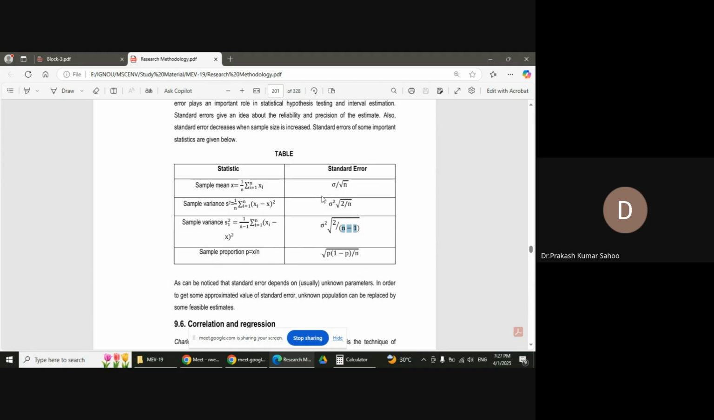So in this way the standard error is calculated, and the standard error formula is different for different statistics. For mean, it is sigma by root over n. For sample variance, it is sigma square multiplied by root over of 2 by n. If it is sample variance for a large population, it becomes 2 by n minus 1, and if it is proportion, then it becomes p into 1 minus p by n.